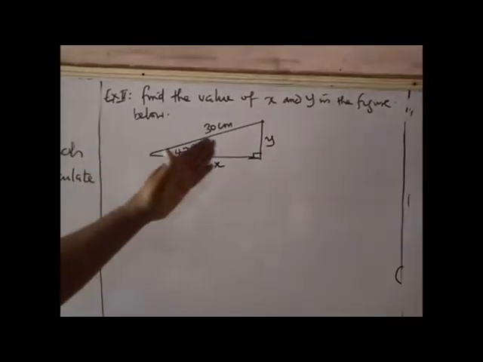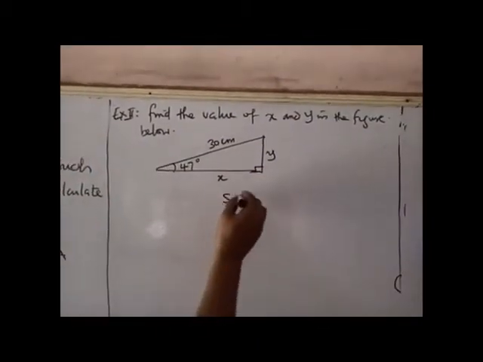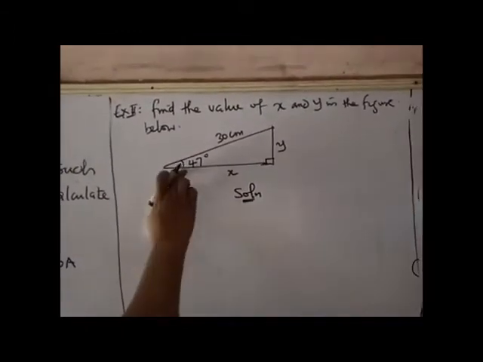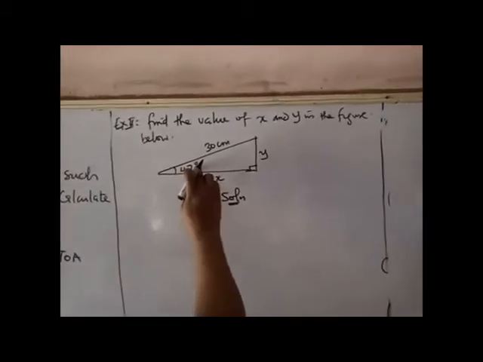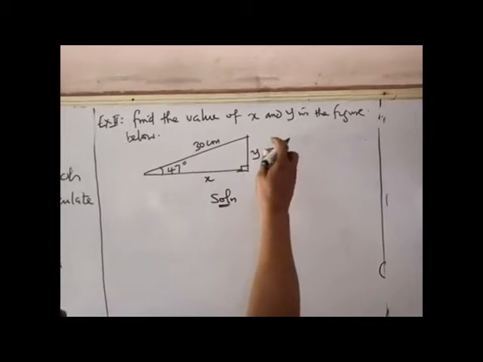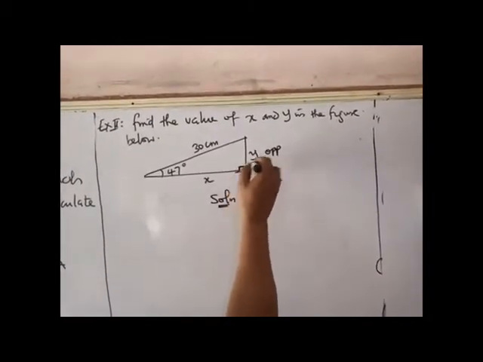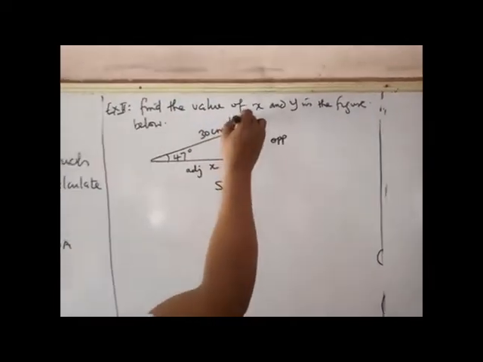So your answer is 8.388 centimeters. Example 2. Find the value of x and y in the figure below. Our angle in question is this one. Look at the side opposite the angle, which is y. It's called the opposite. The side making an angle of 90 with the opposite is called the adjacent. And here is called the hypotenuse.